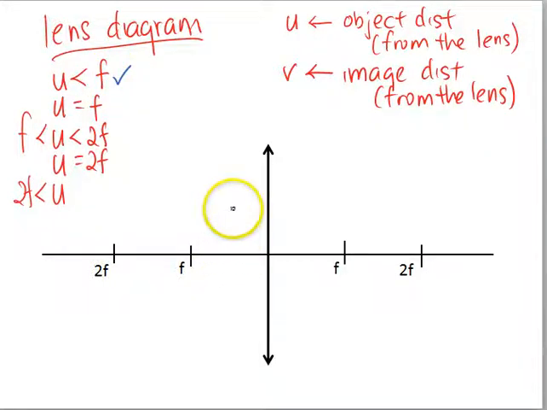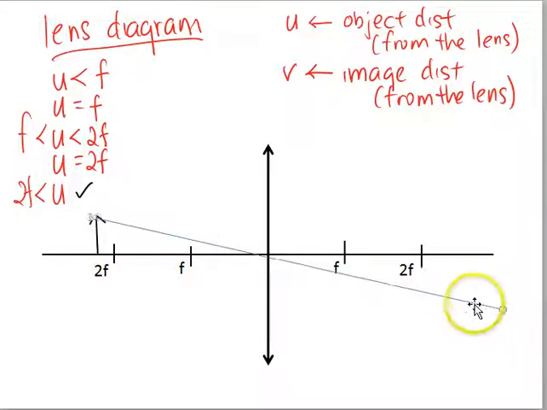When U is less than F, sorry, let's not look at this one first. Sorry. Okay, let's look at this one first, where U is greater than 2F. So let's draw the object here. Now there's always generally 2 lines to draw. The first line will look like this. We will have a line from the tip of the object cutting through the center of the lens.